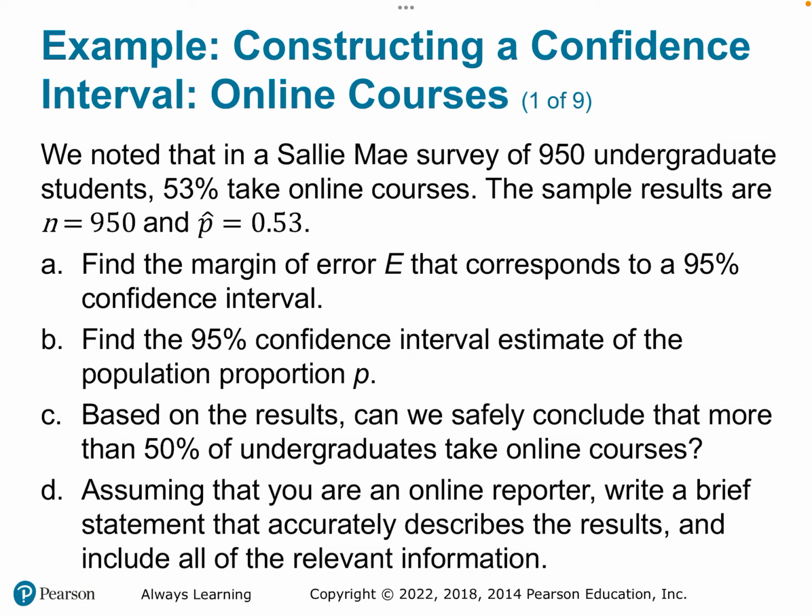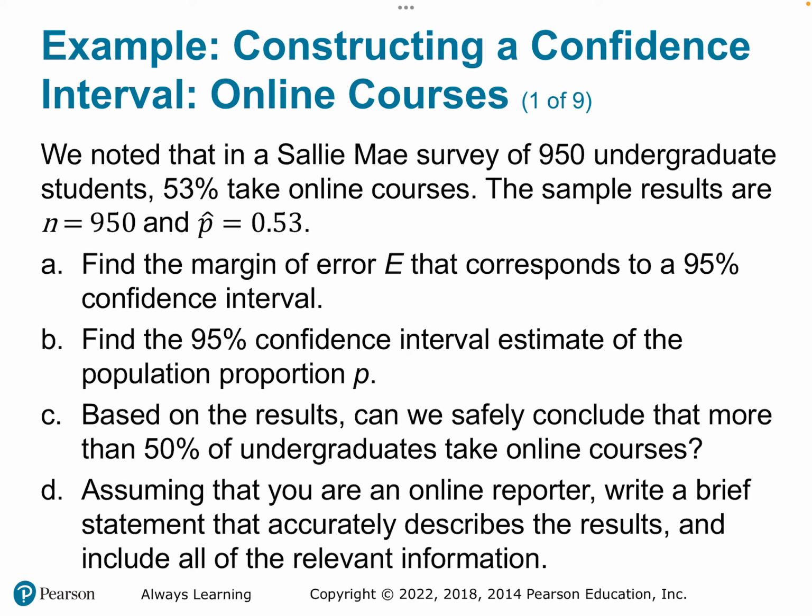We already showed you how to construct a confidence interval using the formulas. Now I want to revisit an example that we worked on earlier, but show you how to use the TI-84 calculator to obtain the same results. Recall that we had an example where our sample size was 950, our sample proportion was 0.53 or 53%, and we were asked to build a 95% confidence interval estimate of the population proportion P.